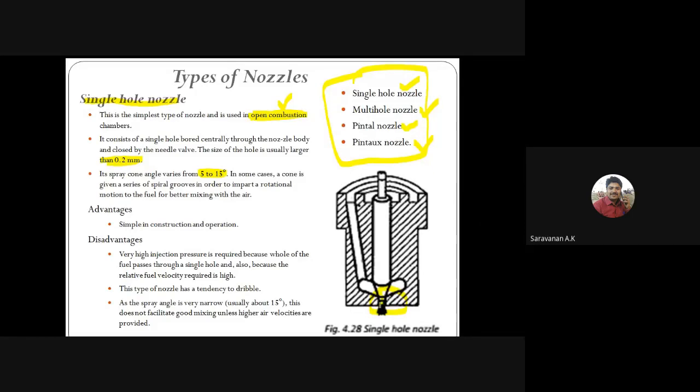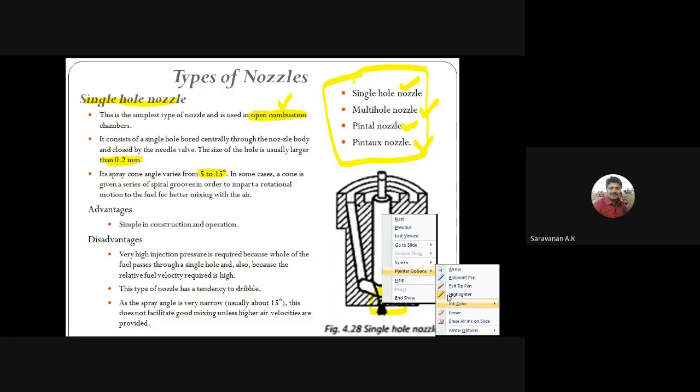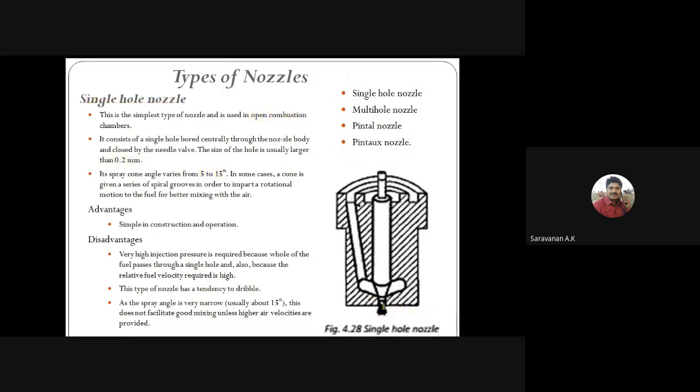Here the center hole will be there. So you can see in this diagram, the high pressure fuel comes to this chamber. At the time, what will happen? The nozzle valve opens the path in this direction. So the fuel will come through this pathway, and here the fuel will be injected.